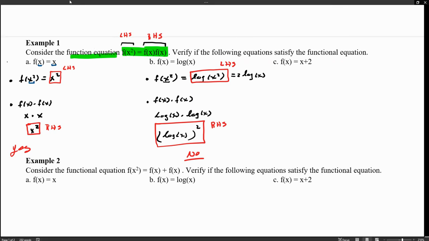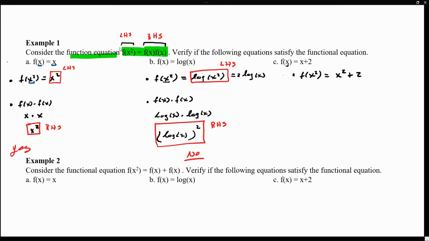Well, let's take a look at C. For C, my function has been defined as just x plus 2. Let's look at the left-hand side. What is exactly f of x squared? Every time we see an x, we substitute it with x squared. So my result is x squared plus 2. On the right-hand side is f of x times f of x. But what is f of x? It's already defined here as x plus 2. So we're going to have x plus 2 times x plus 2, which gives us the expression x squared plus 4x plus 4.